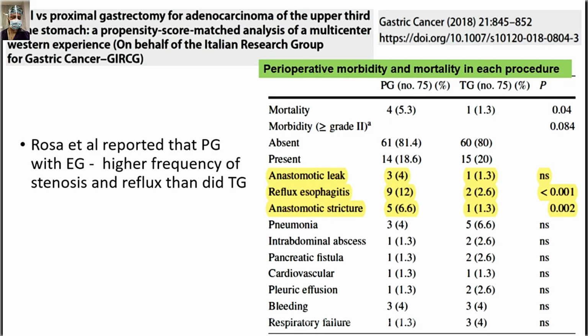This is another study, total versus proximal gastrectomy for adenocarcinoma of the upper third of the stomach. They reported that proximal gastrectomy with esophagogastrostomy had a higher frequency of stenosis and reflux than total gastrectomy. But again, as I said, DTR could have decreased the incidence of reflux in these patients, and they reported that reflux esophagitis and anastomotic stricture were higher after proximal gastrectomy.